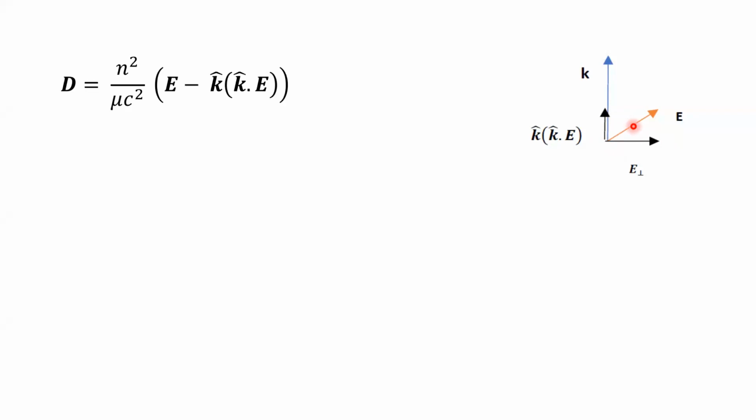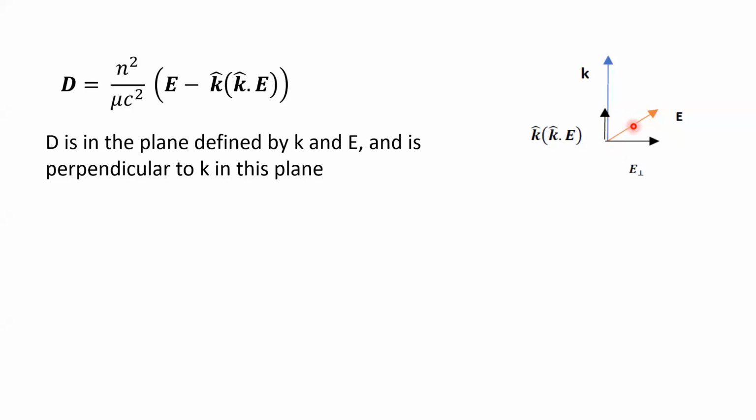Okay, you got it? So this is what you get. D is in the plane defined by K, and D is perpendicular to K in this plane. That's what we can prove from this equation. Or we can do it the other way around. There is a plane defined by K and D, because this is the direction of D.